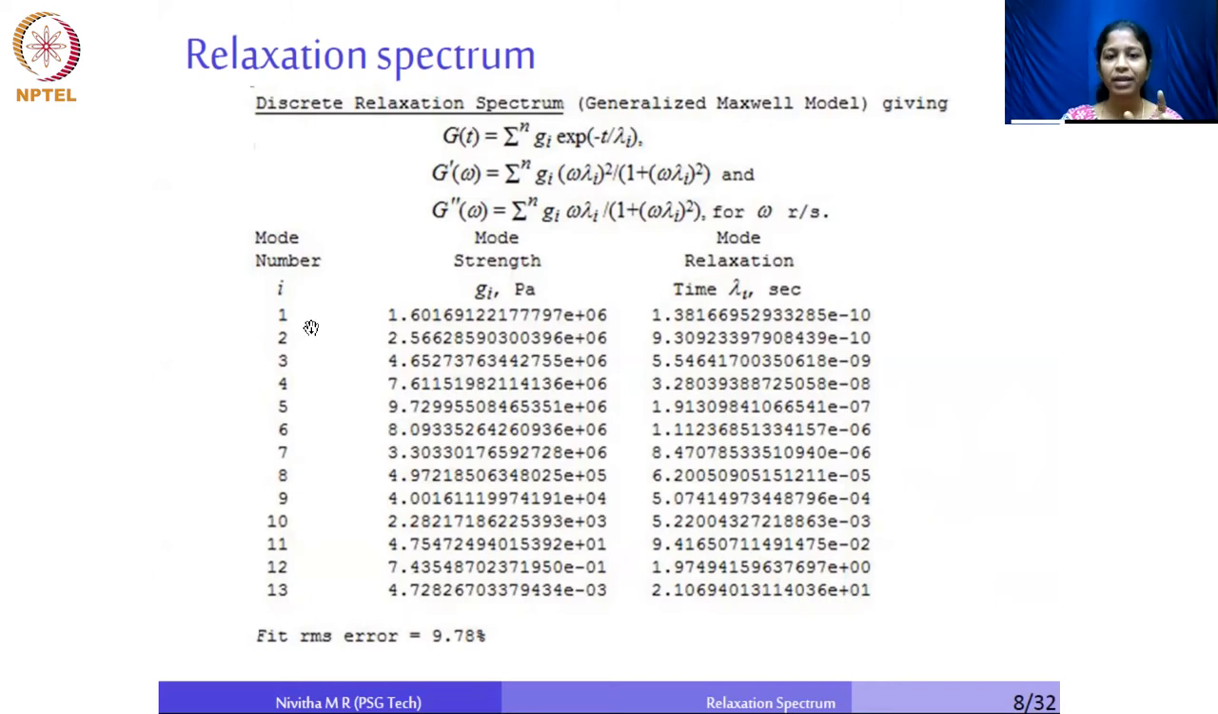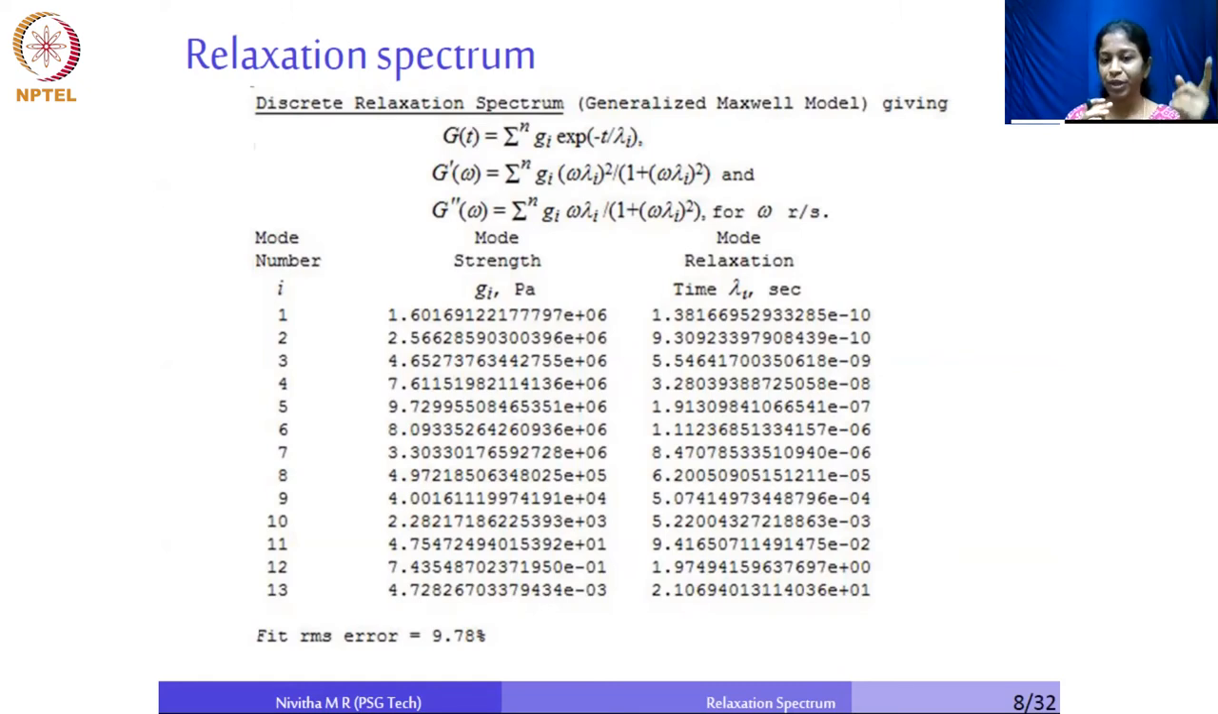So for this particular case, the temperature and all the other parameters that I have chosen, this is the response that I'm getting. You can see there are 13 modes given here. For each mode, the strength is given and the associated relaxation time is also given. If you look at the relaxation time here, you can see it varies from 1.38 e to the power minus 10 to 2.10 e to the power plus 1, right? So we have a distribution of relaxation times varying over a large range, maybe over a decade or so.